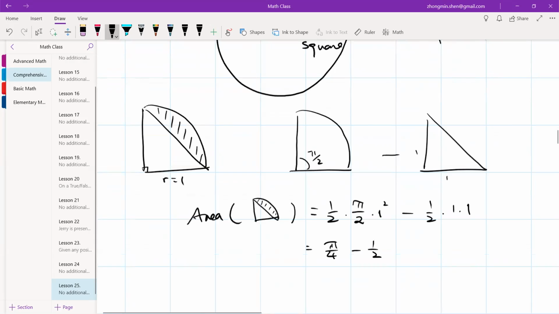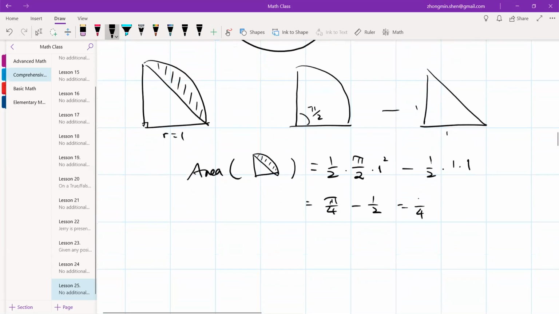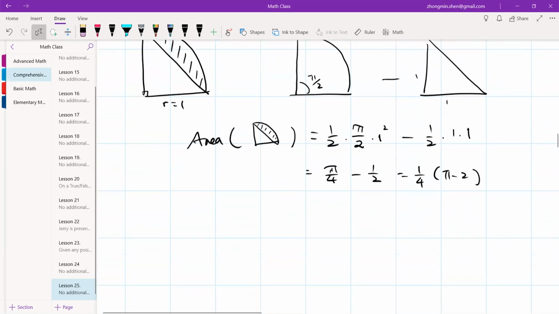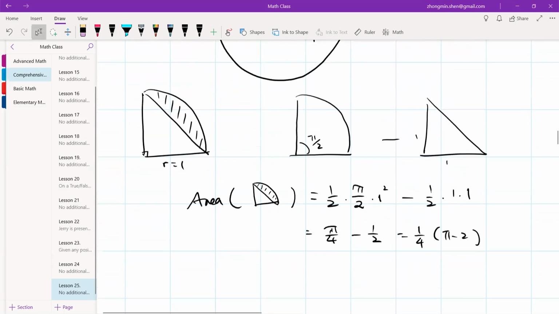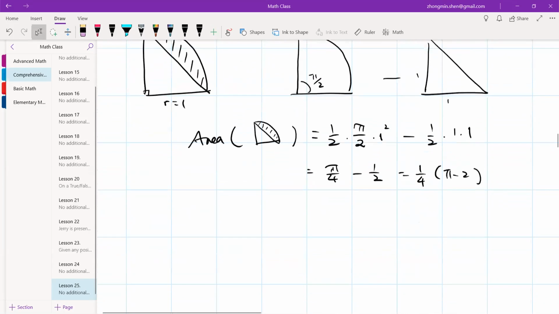So this is going to be a positive number. Why is it positive? You take a 4 out, it's pi minus 2. So pi minus 2 is a positive number. All right. So once you get that, then you can find the area of these two pieces. Multiply this out.